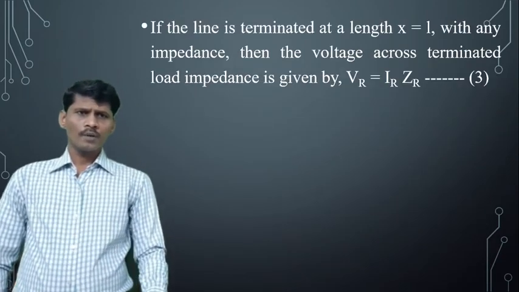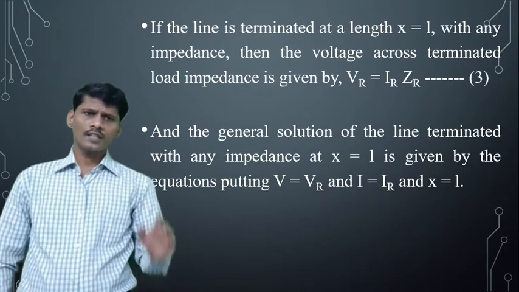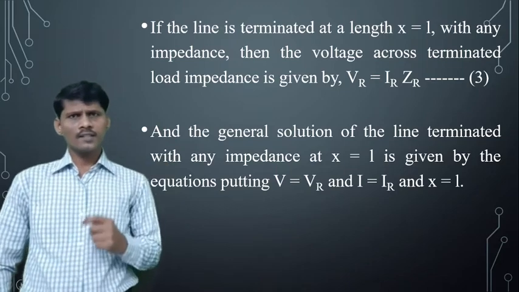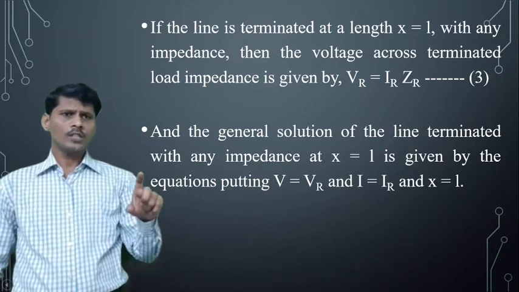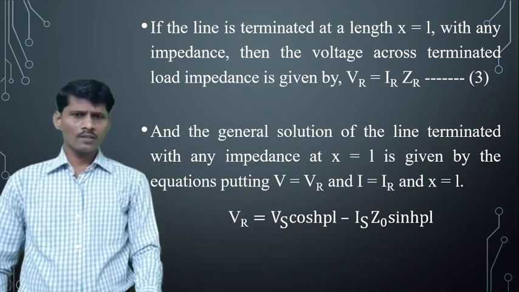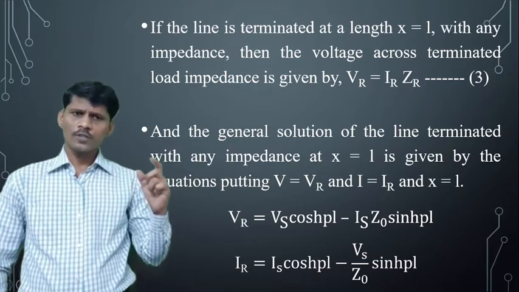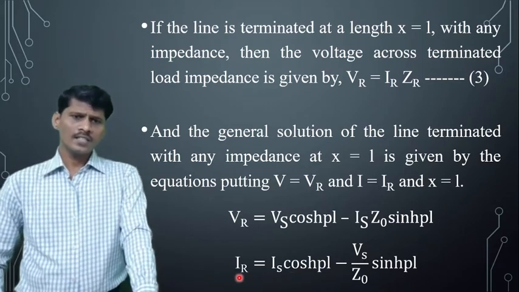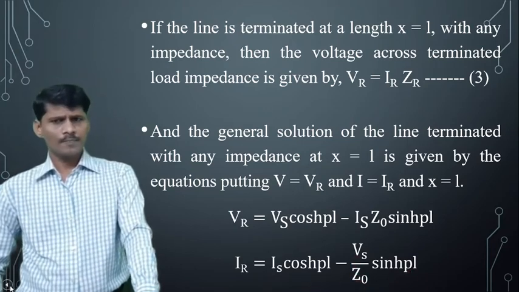The voltage across the load terminals is VR equals IR into ZR, considered as equation 3. We know that the condition at the load end terminals is at x equals L, voltage V equals VR and current I equals IR. Applying these conditions into equation 1 and equation 2: VR equals Vs cosh PL minus Is Z0 sinh PL, and IR equals Is cosh PL minus Vs by Z0 sinh PL.